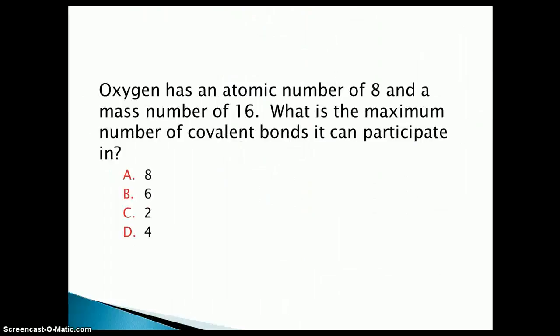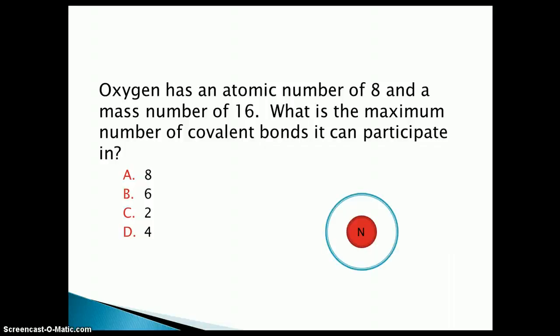So make sure you can think through questions in that amount of detail. Let's get back to our original question. Oxygen has an atomic number of 8 and a mass number of 16. What is the maximum number of covalent bonds it can participate in? In order to do a question like this, I would strongly suggest just diagramming a quick little atom, and that will help you to know exactly how many electrons you have.